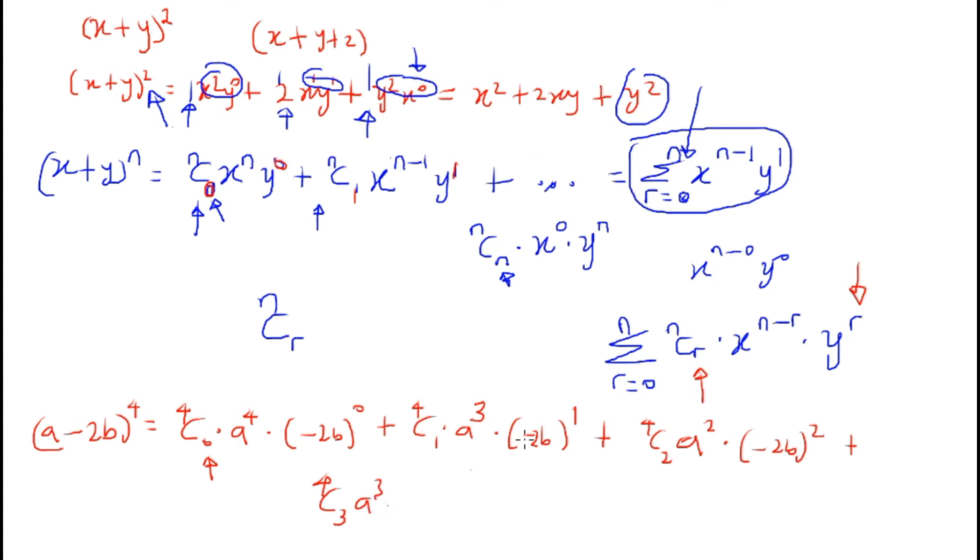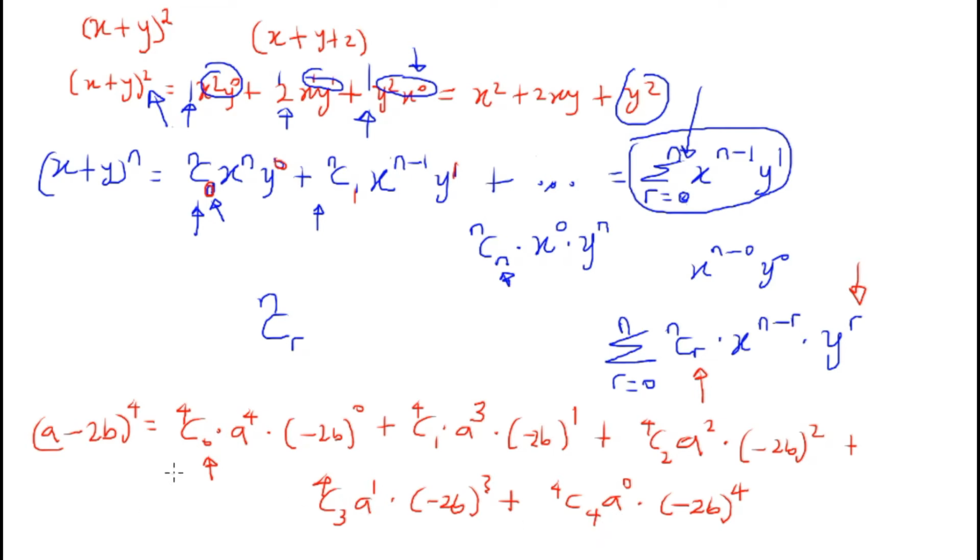No, a decreased from 3 to 2, so this should not be 3, this should be 1. Dot minus 2b upon 3, plus 4 combination 4, then a raised to power 0 dot minus 2b upon 4. Alright, so this is the last point where 0 has already increased up to the point where it becomes 4.